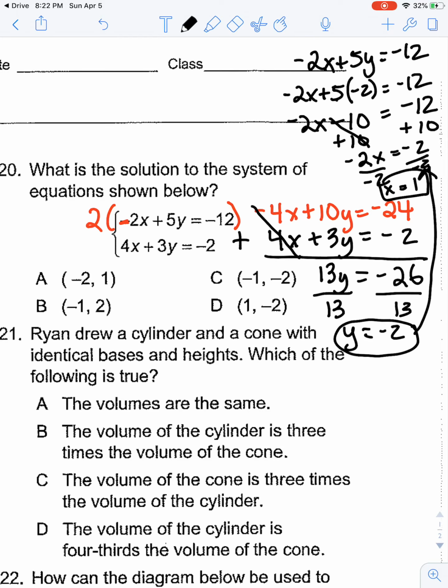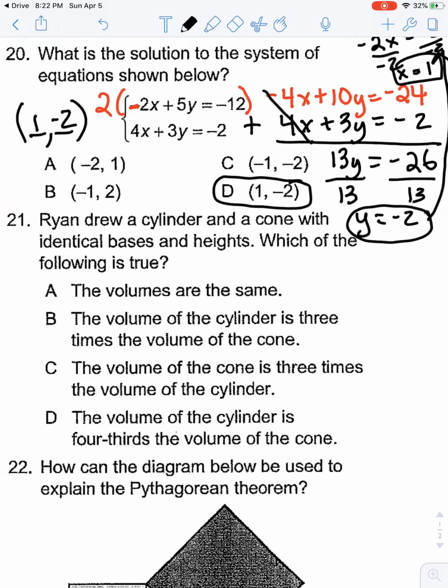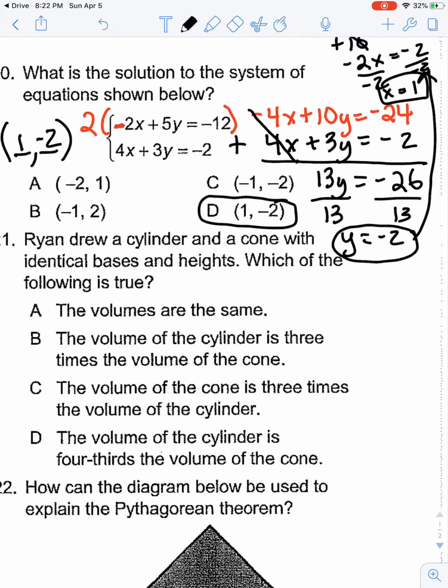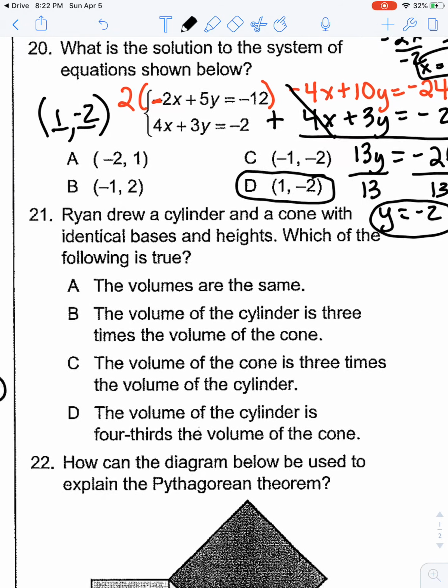All right, so if I've got x equals 1 and y equals negative 2, I need to write that in a coordinate pair that looks like this, x comma y. So my x value is 1, my y value is negative 2. And so now I'm going to look for the answer that matches that, and that is D. All right, now you could have done it a different way, but I chose adding the two equations together.